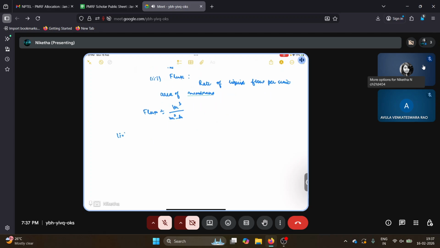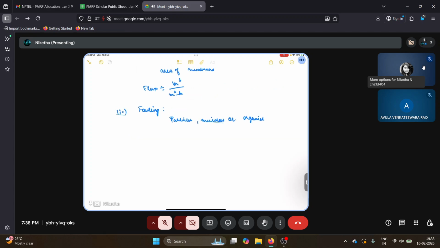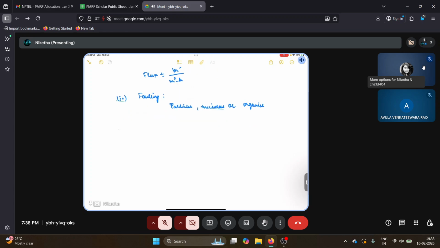And the next one is fouling. So fouling, like you must have seen in the lectures also. So fouling means the membrane pores get blocked because of the accumulation of particles, microbes, or organics. So this will reduce the efficiency of the removal. And how can fouling be removed? There are two methods.